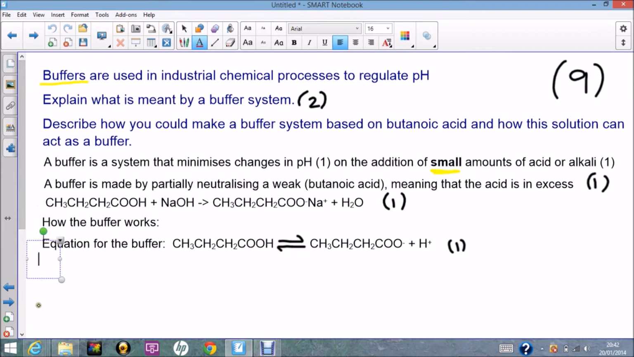Next I'm going to explain what happens if I add acid to it. So if I'm adding an acid, then what I'm really adding is H plus ions. Okay, so look at your buffer equation. If you're adding more H plus ions, so you're increasing the concentration of a product, then this equilibrium is going to want to minimise the concentration of that and take it away, so it's going to shift left. So it's going to react with the ethanoate ion, the butanoate ion.